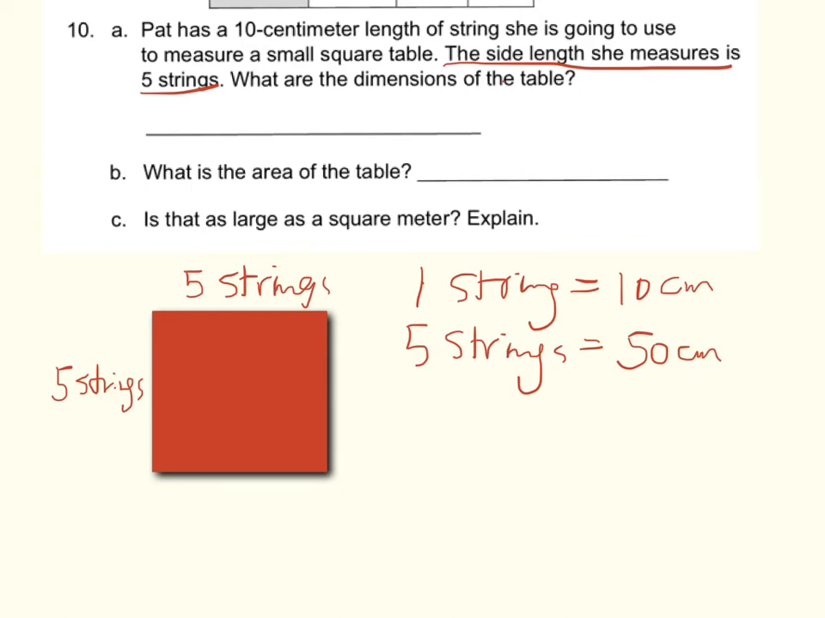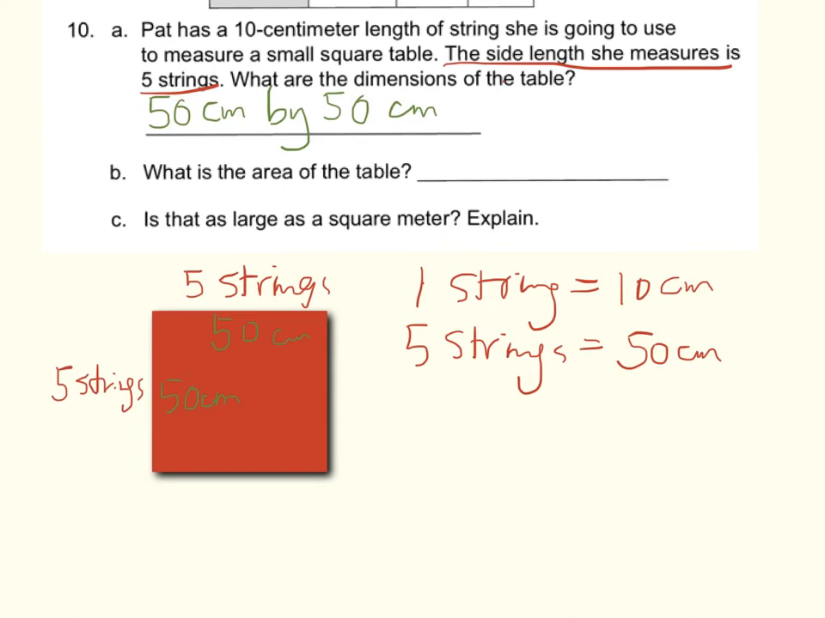It means that this side is 50 centimeters and this side is also 50 centimeters. So you can answer the question now. The dimensions of the table are 50 centimeters by 50 centimeters.